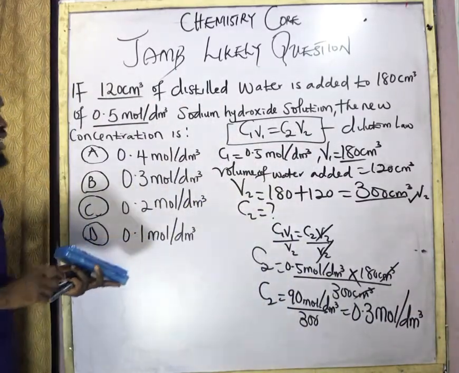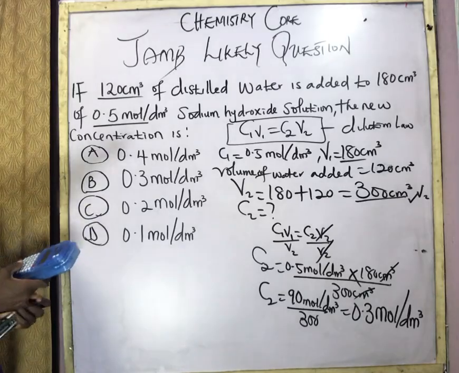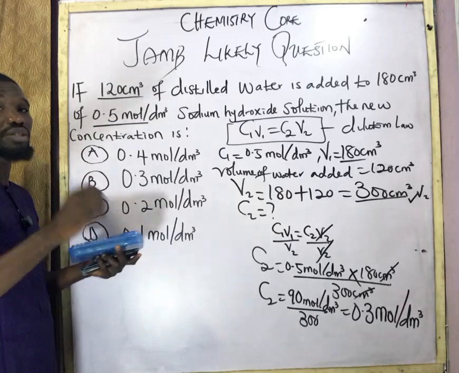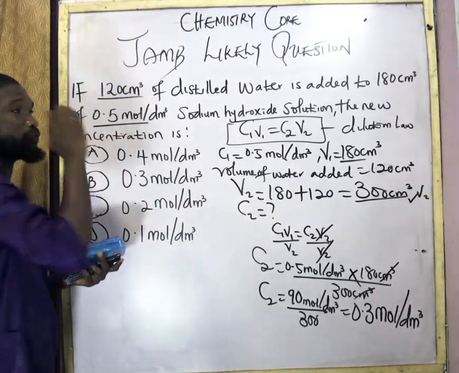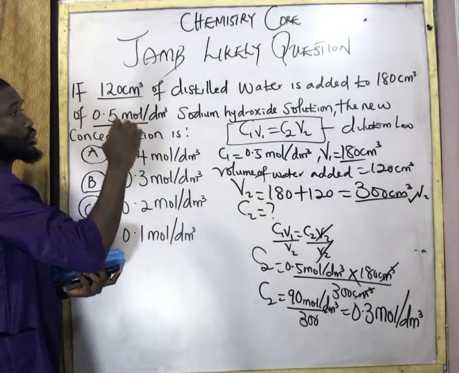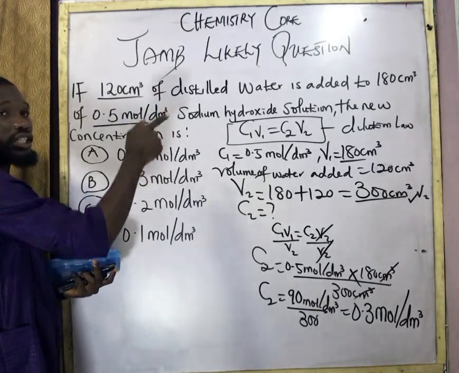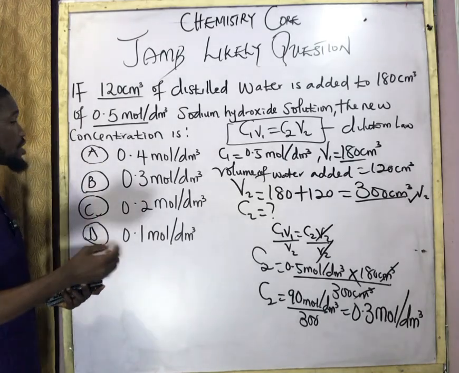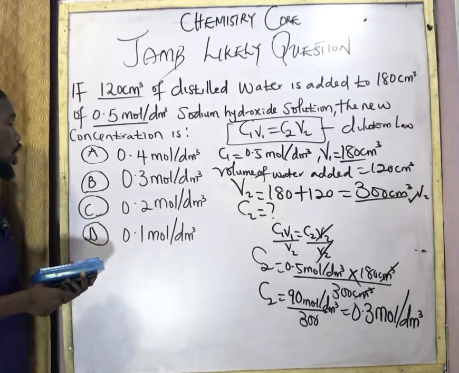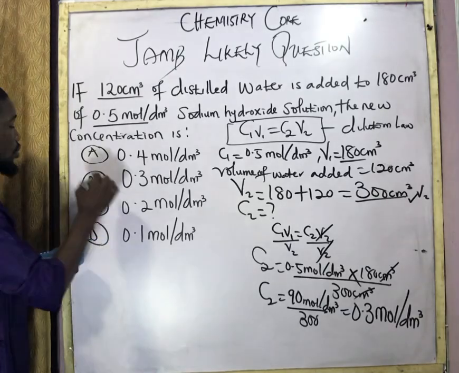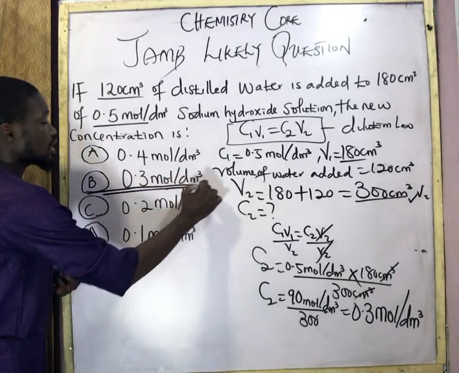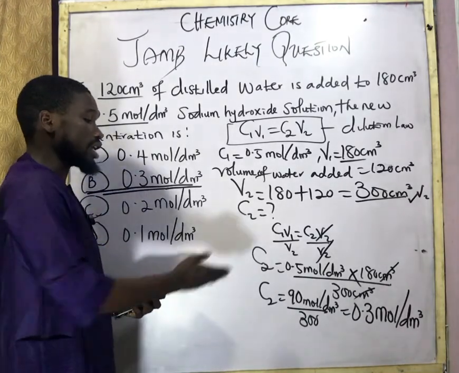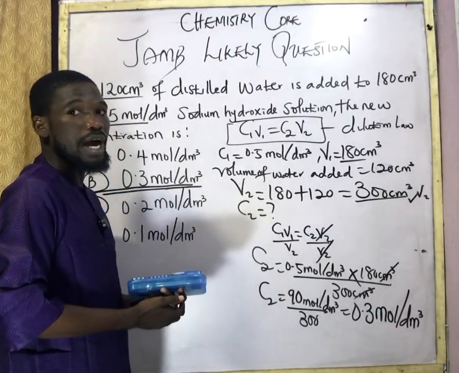Now, you can see how short it is, because you don't have time to start writing a long note or start stating the rules. Rather, you just focus more on the formula you are going to use. So for this kind of question, the formula we are going to employ is the dilution law. So let's take a look at the four options. Option A, we have 0.4 mol/dm³. No. Option B is the correct answer, because if you look at what we have solved on the board, our final answer is 0.3 mol/dm³.